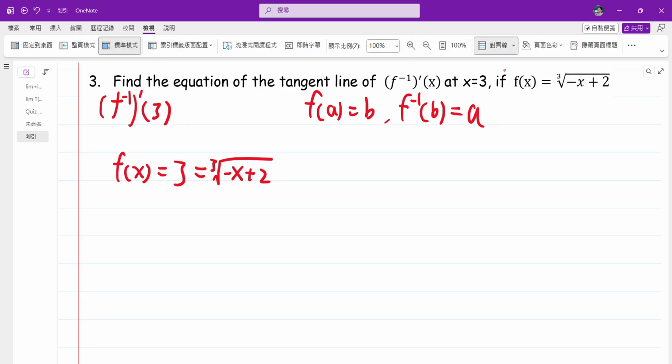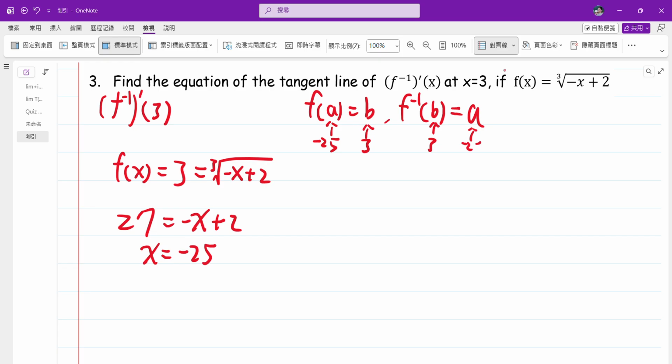And so you cube both sides of the equation. So 27 equals negative x plus 2. And then solve for x, which equals negative 25. So here, a equals negative 25, b equals 3. So this equals 3, and this equals negative 25. Okay?